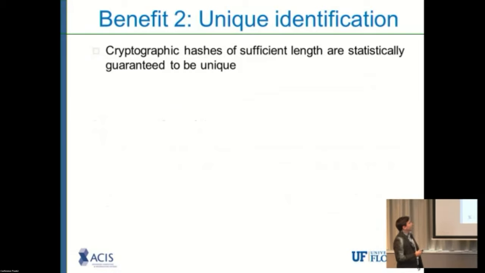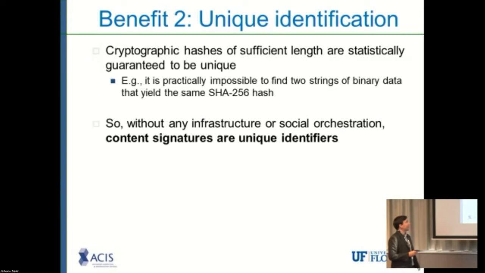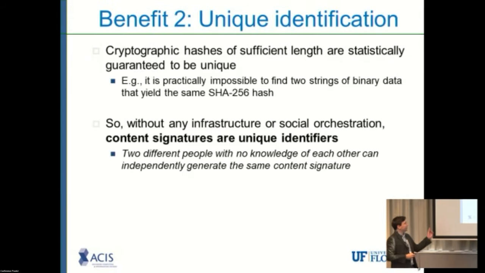Benefit two is unique identification. With cryptographic hashes, these content signatures, there's a one-to-one mapping between a hash and content. And there are statistical guarantees. If you're using a complex enough algorithm or a long enough hash, you can statistically guarantee that no other digital content will ever have that same hash. It's infeasible, impractical to ever find another digital object that would produce that same hash. So you get a free unique identifier that requires zero infrastructure or orchestration or social coordination of any kind. Nobody needs to make sure that identifiers don't overlap or that two identifiers aren't assigned to the same thing. Another benefit is that two different people working on completely different sides of the globe, with no idea who each other is, can both arrive at the exact same identifier if they're using the same data.